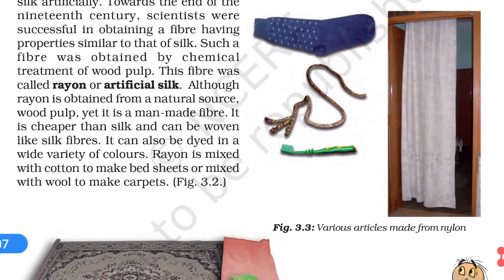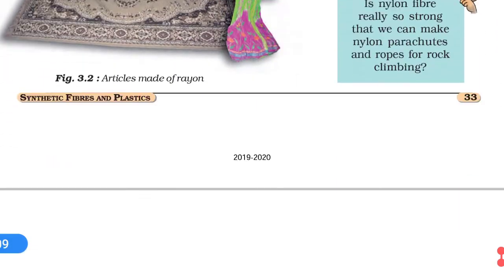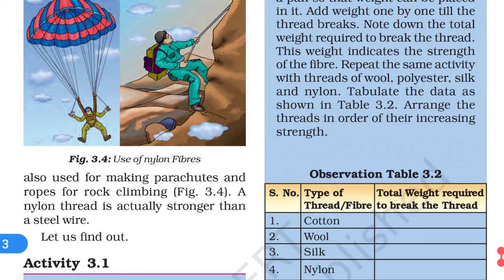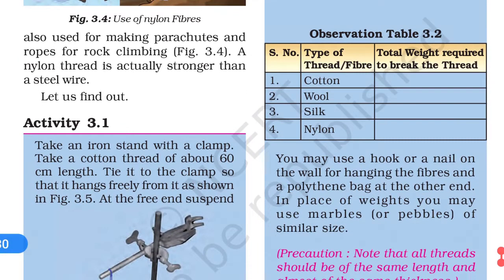And not only this, nylon is also used to produce the parachutes and the ropes for hill climbing. Okay, so that means nylon is a very strong type of fiber. Okay, so how can you check the strength of a fiber?